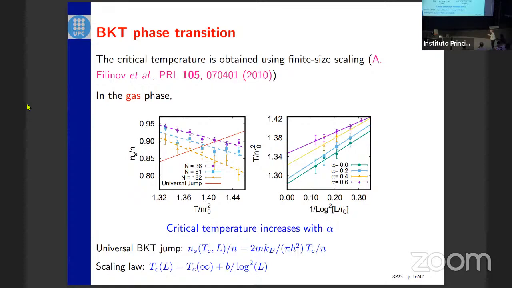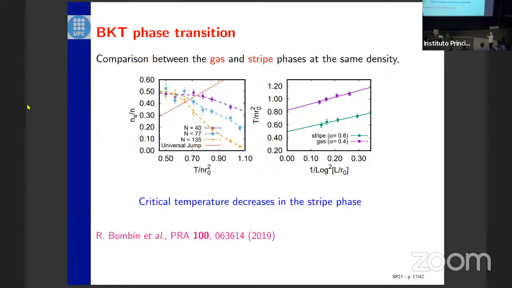In the case of stripes, I do the same thing, with the same criteria, and I see that even in the case of stripes, I see the same scaling, exactly linear with this. So for us, this is a guarantee that what we have been observing is a Berezinskii-Kosterlitz-Thouless transition in all cases. And here you see that from a stripe to a gas, the stripe is this prediction, and this is the gas. In that case, the critical temperature of the stripe is reduced, so it's not so robust. So it depends on the cases.